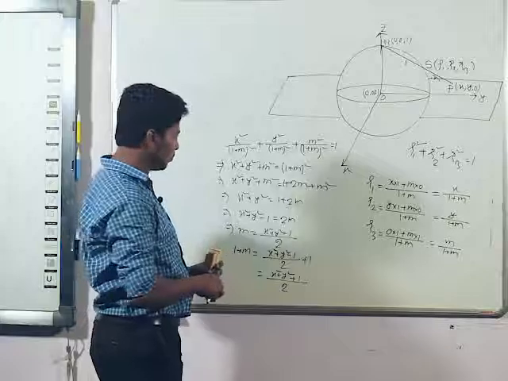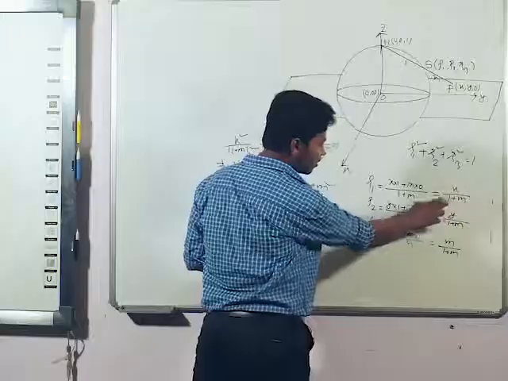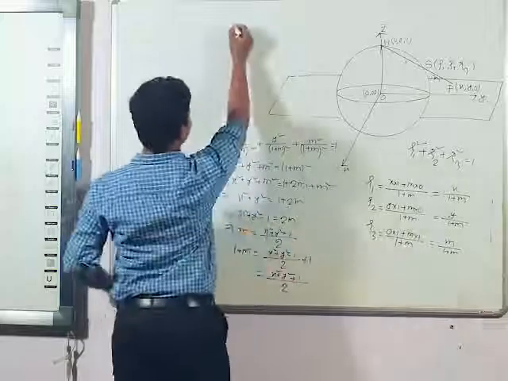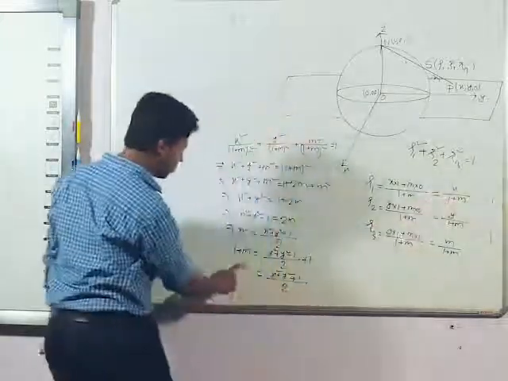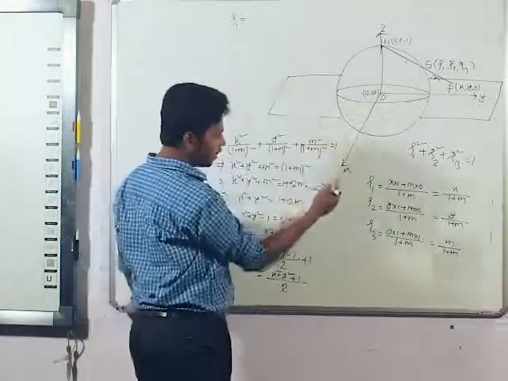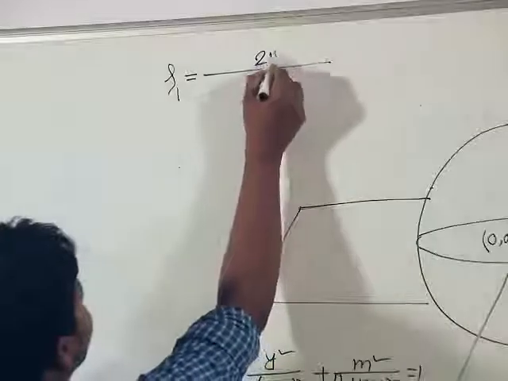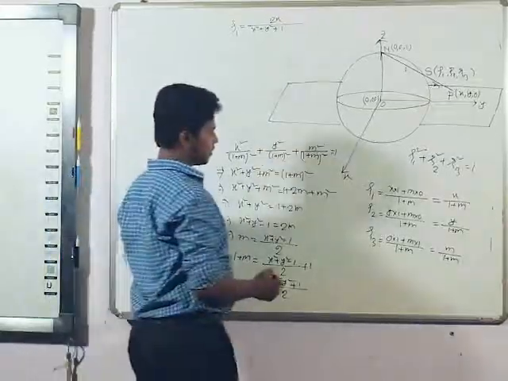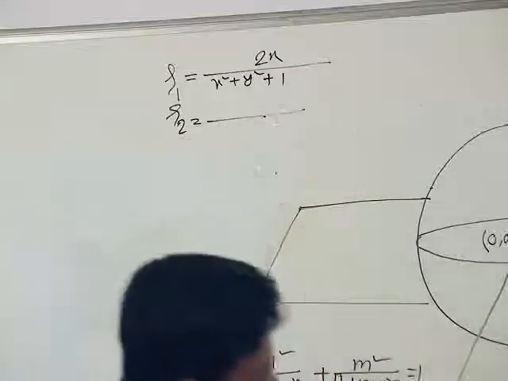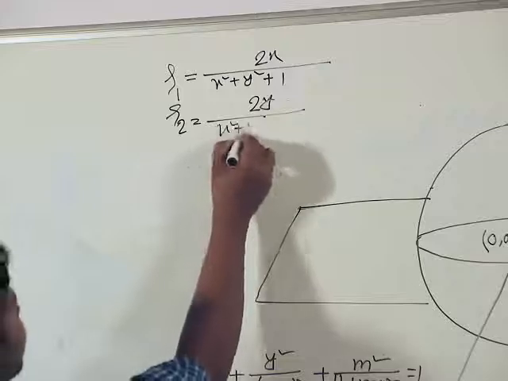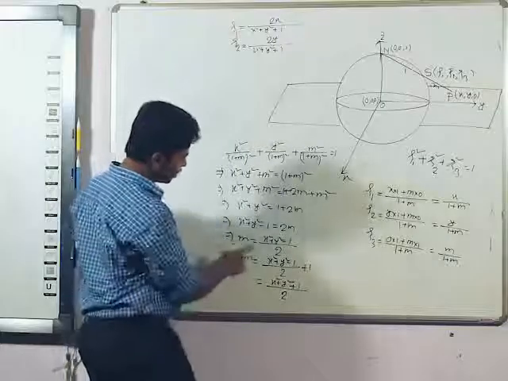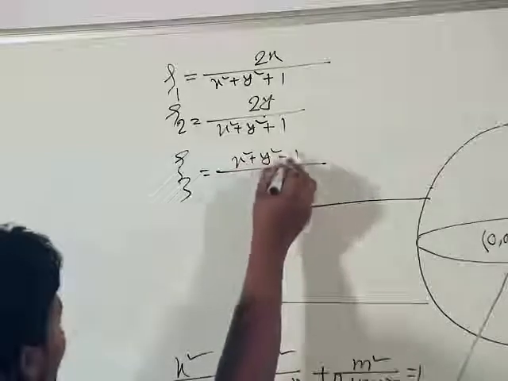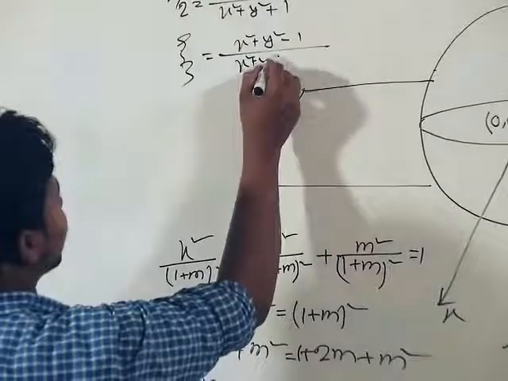Then if we put the value of m and 1 plus m here, then we get xi 1, xi 2, xi 3 in terms of x and y. So xi 1 equals to x by 1 plus m, that is 1 plus m means x square plus y square plus 1 by 2. Xi 1 equal to x by 1 plus m, so xi 1 equal to 2x by x square plus y square plus 1. Same, xi 2 equal to 2y by x square plus y square plus 1. Again, if we put the value of m and 1 plus m in here, then xi 3 equal to x square plus y square minus 1 by x square plus y square plus 1.